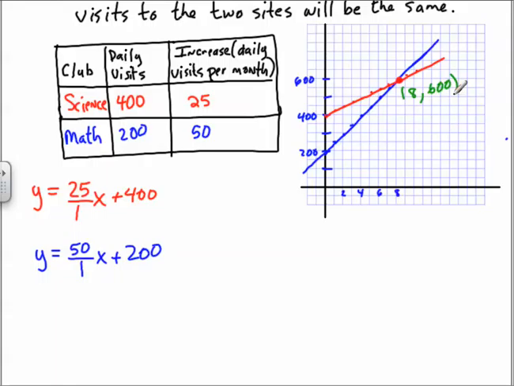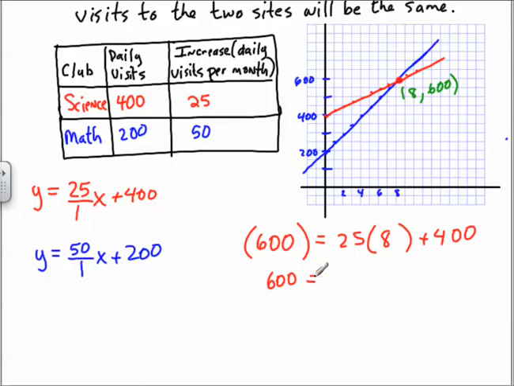So I'll use the red one first. Y equals 25 times x plus 400. Let's see. So y is going to be 600, and the x is going to be 8. So 600 is equal to 8 times 25 is 200 plus 400. So that's 600 is equal to 600.